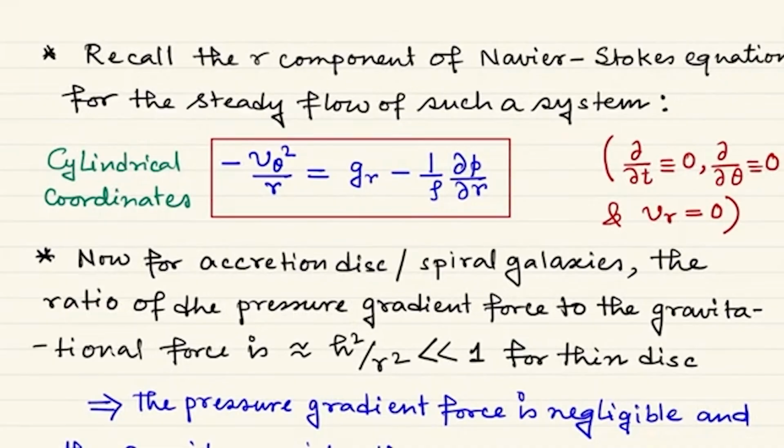So now we try to analyze in a bit more detail the case of rotation, and how the rotation mechanism is developed in an axisymmetric rotating entity like an accretion disk. For that, we recall the R component of the Navier-Stokes equation for the steady flow of such a system. If you remember the basic accretion disk system, we had a very small but non-zero radial velocity, but the velocity was predominantly in the cross-radial direction, that is, in the azimuthal direction.